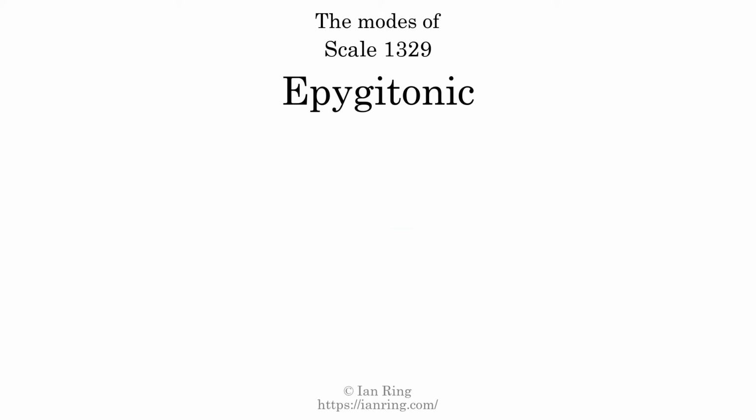This scale has 5 modes. The first mode is itself. The second mode is scale 339, also known as Epygitonic. It sounds like this.